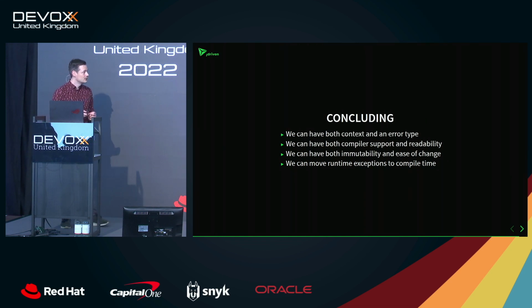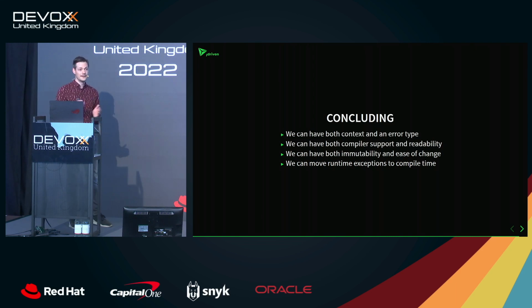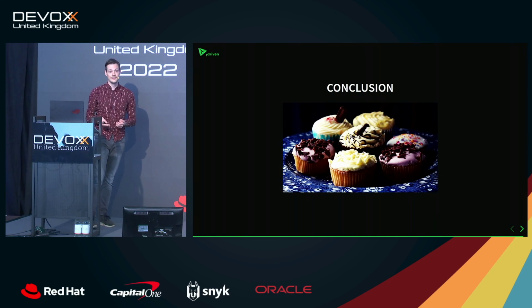So concluding, we can have both an error context and error as a return type, thanks to IDERs. You can have both all this compiler support and readable code, thanks to the monad comprehension. We can have immutability and ease of change, thanks to optics. And we can move our runtime exceptions to compilation time exceptions, thanks to the error analysis plugin. So I think we can safely say that thanks to Arrow, we can have our cake and eat it too.